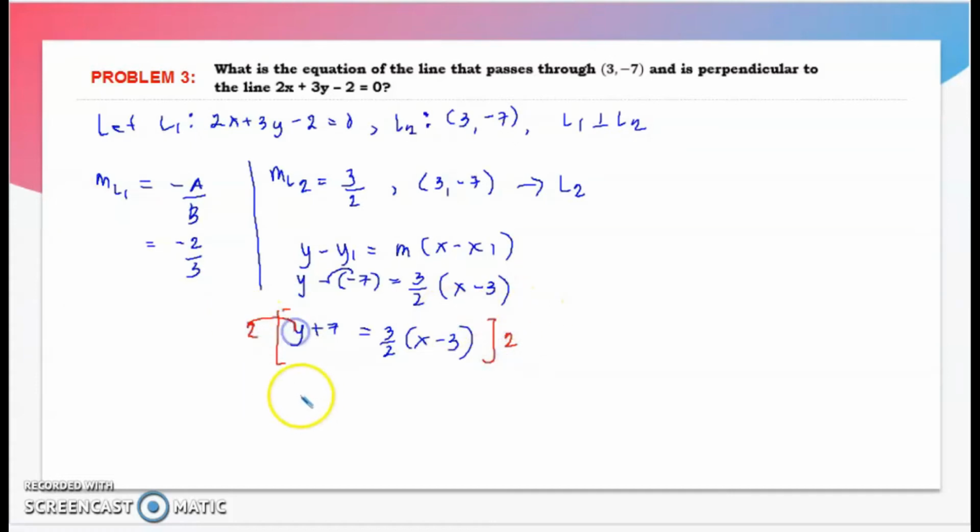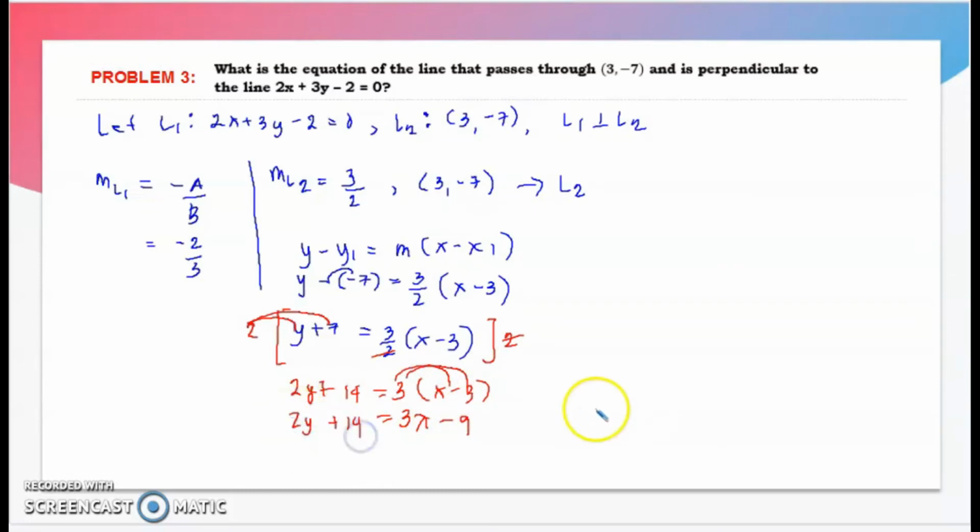So 2 times y is equal to 2y. Then 2 times 7 is equal to 14. 3/2 times 2 is equal to 3. So cancel 2. And then multiply by x minus 3. So in here, use the distributive property. So that is 3 times x is equal to 3x. 3 times negative 3 is equal to negative 9, which is equal to 2y plus 14.